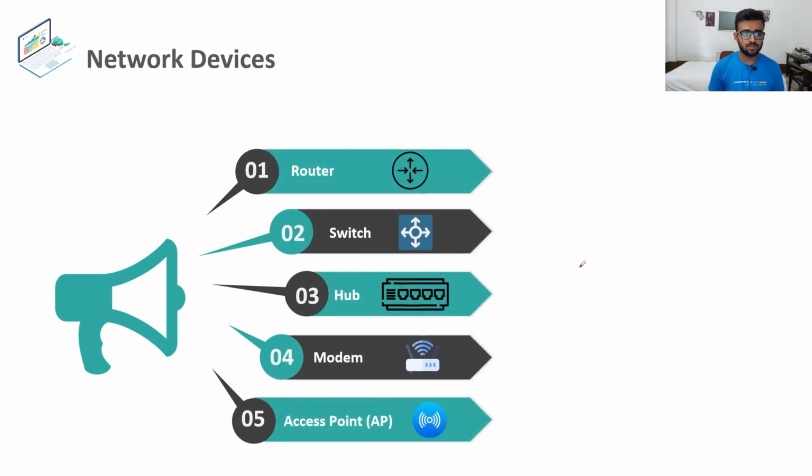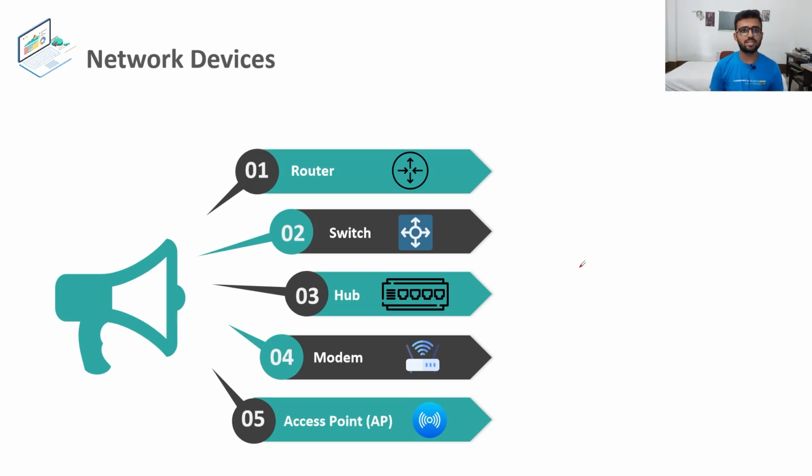Now let's look at some essential network devices. The first one is router, second one is switch, third one is hub, fourth one is modem, and fifth one is access point. These are the main network devices that are used in networking. So let's talk about the router.